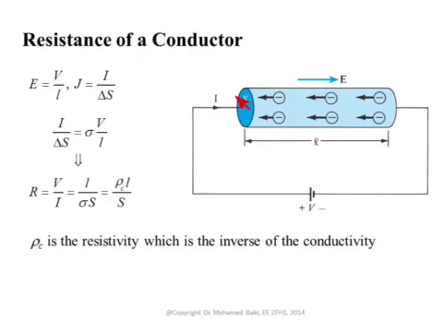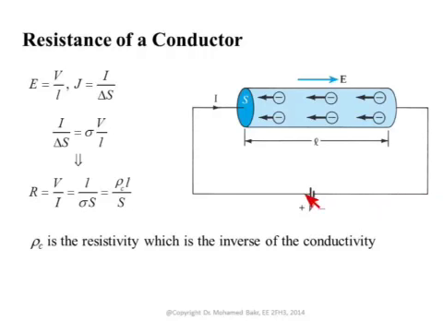It has a surface area S. It has a length L. We apply a voltage difference V to its terminals. So this will force current to flow through the conductor from the positive terminal to the negative terminal, which means that electrons are actually flowing in the opposite direction.